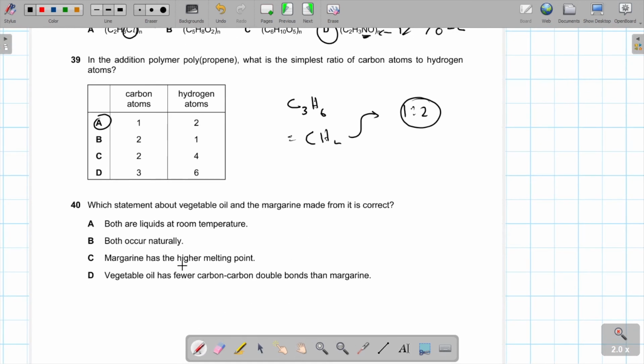Which statement about vegetable oil and margarine made from it is correct? Both are liquids. No, vegetable oil is liquid, margarine is solid. Both occur naturally. Nope. Margarine has a higher melting point. Yes. Vegetable oil has fewer carbon double bonds than margarine. No, vegetable oil is a saturated compound. So the answer, vegetable oil is saturated. So for this, the answer is going to be C.